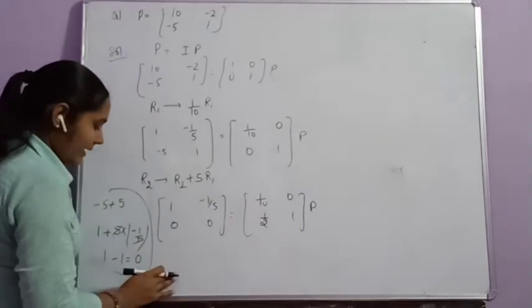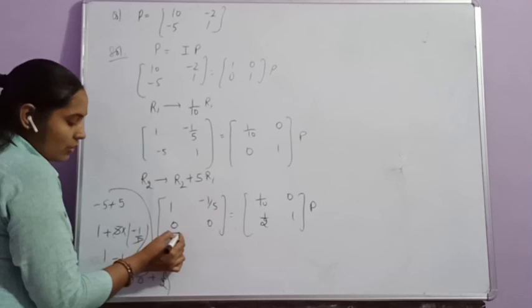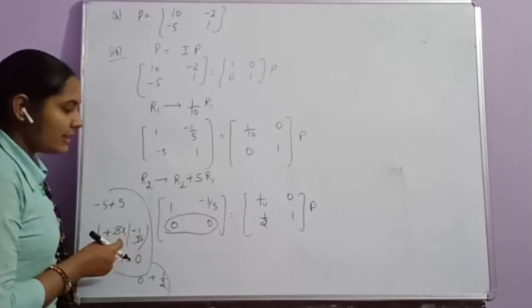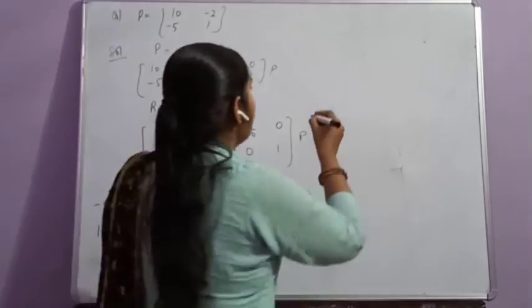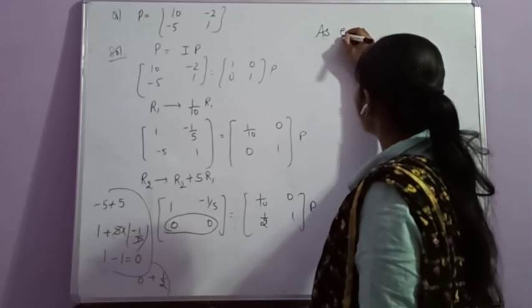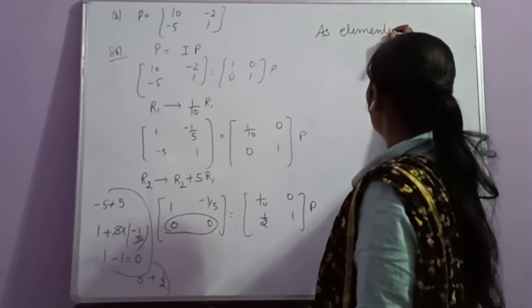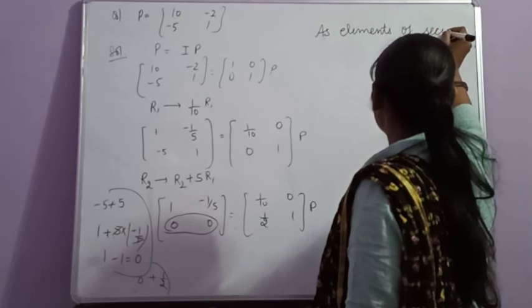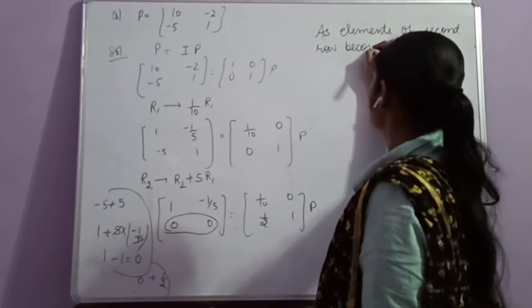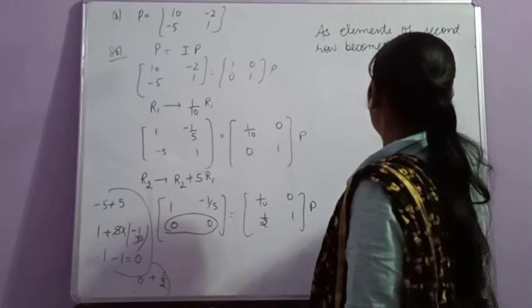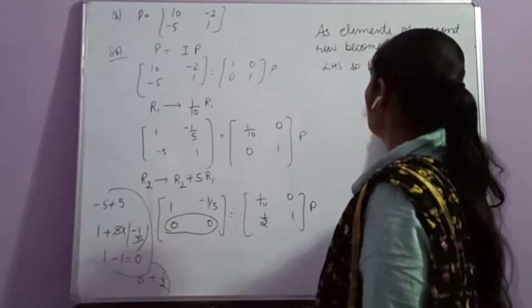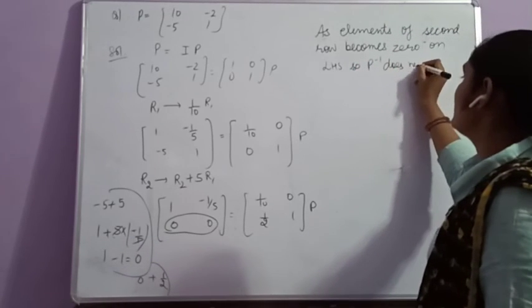Here we can see that the elements of the second row become 0 on the left-hand side, so P inverse does not exist.